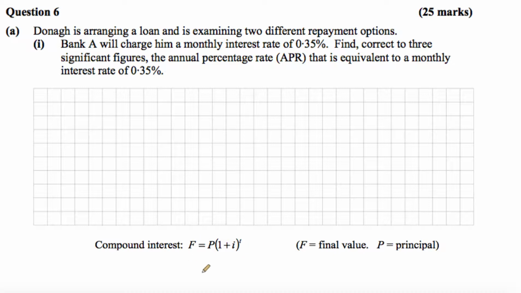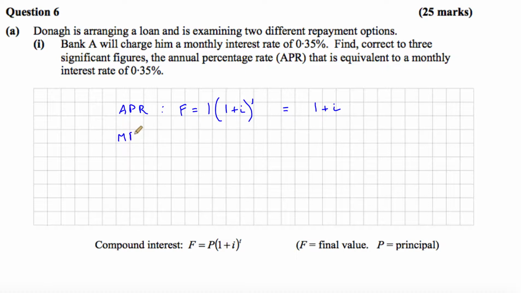Okay, so I've taken this formula here from my tables book for compound interest, which is F equals P times (1 plus i) to the power of t, F being the final value, P being the principal, i being the interest rate, and t being time. So if I look at the APR, the annual percentage rate, which is what I'm trying to find, using this formula, let's take a principal of 1 to keep things simple. It gives me (1 plus i) to the power of t. Now t in this case is 1 year, so that gives me 1 plus i, where i is the interest rate that we're looking for.